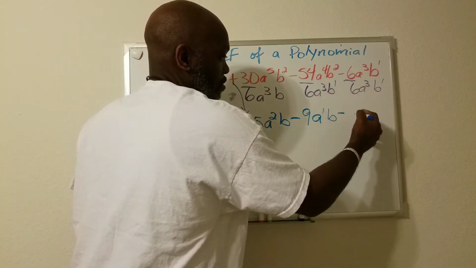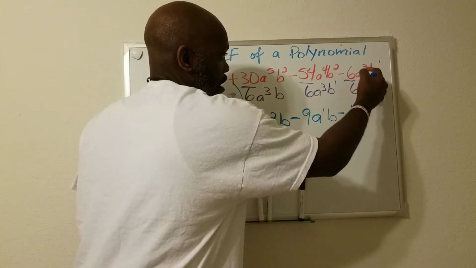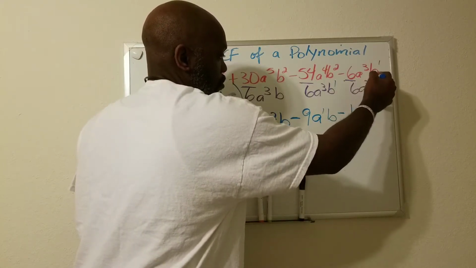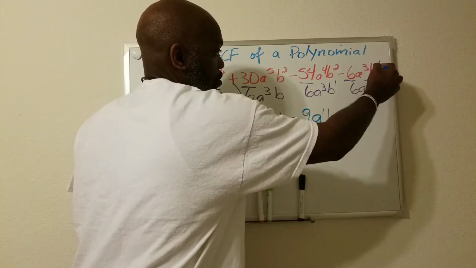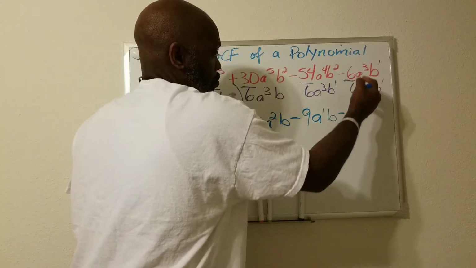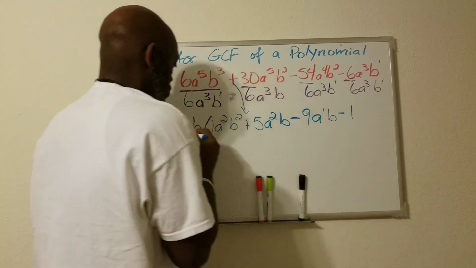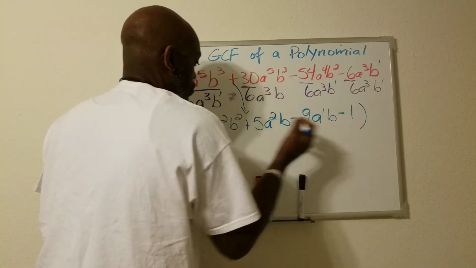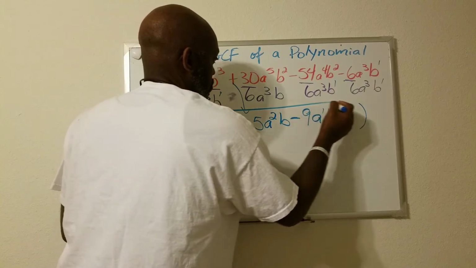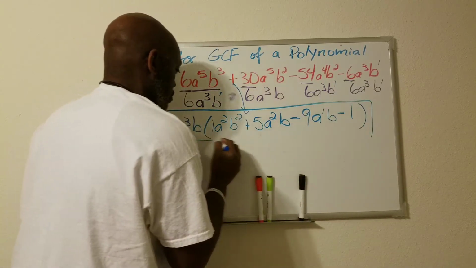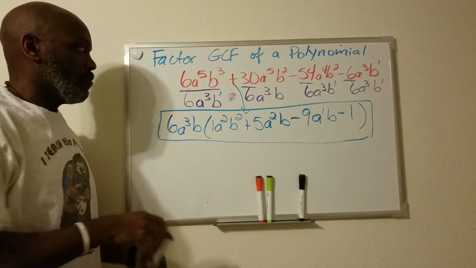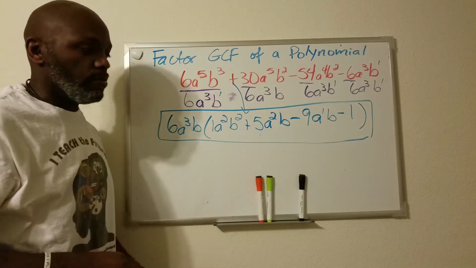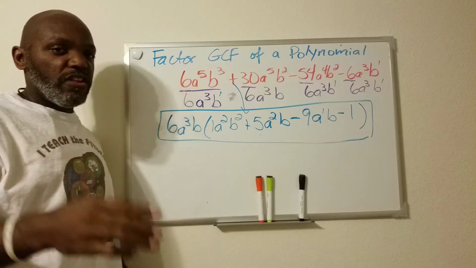6 divided by 6 is 1. And then a to the 3rd divided by a to the 3rd is 1. And then b to the 1st divided by b to the 1st is 1. So as you can see, we leave that as a minus 1. And so here you have your answer. These are your factors of this polynomial. All right, so hopefully that helps you.